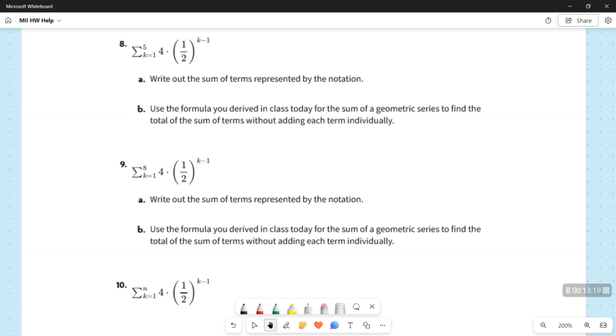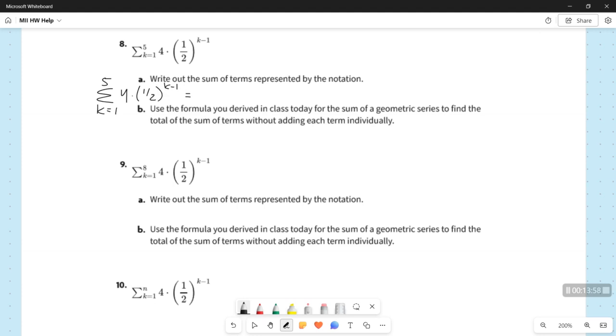Question 8. Same directions, just a different sigma notation. This time we're being asked to find the sum as k goes from 1 to 5 of 4 times 1/2 to the k minus 1. And again, the first half of our directions say write out the sum of terms represented by the notation.